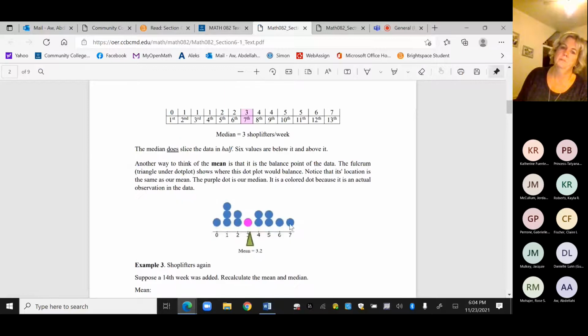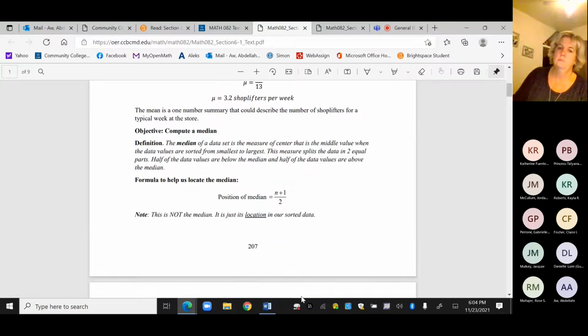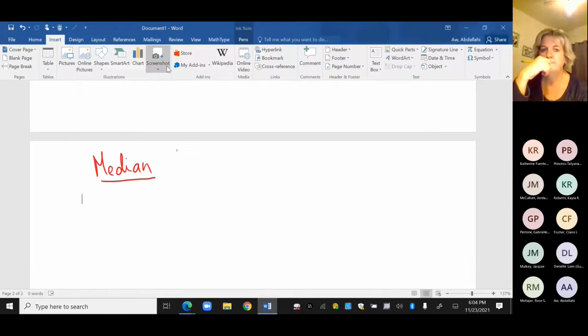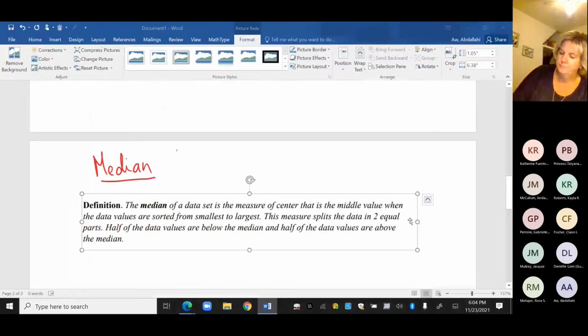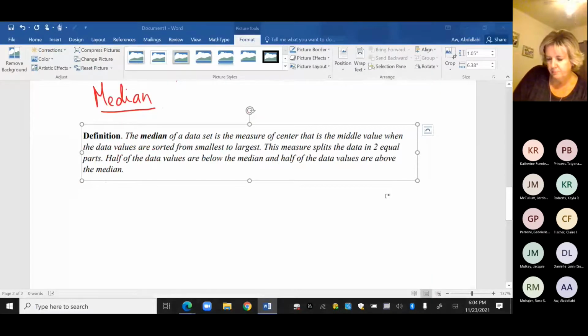Okay, the median is, let me write the definition here first. The median of a data set is a measure of the center that is the middle value when the data values are sorted from smallest to the largest. This measure splits the data into two equal parts, right? Half of the data values are below the median and half are above the median. It's almost like a physical middle.